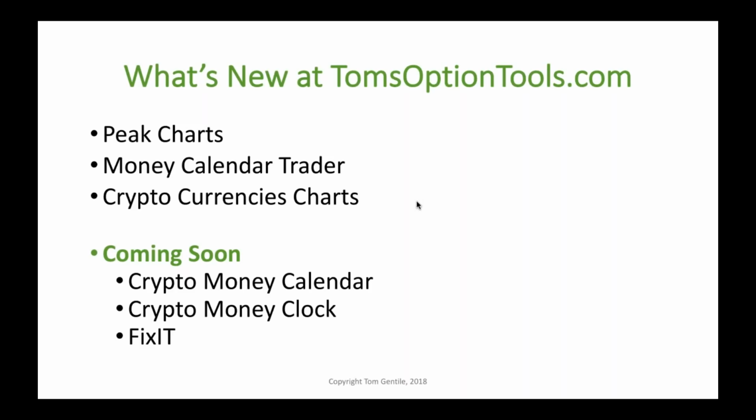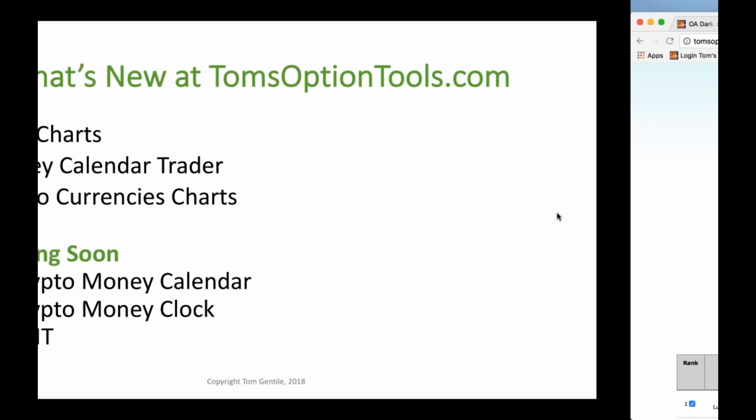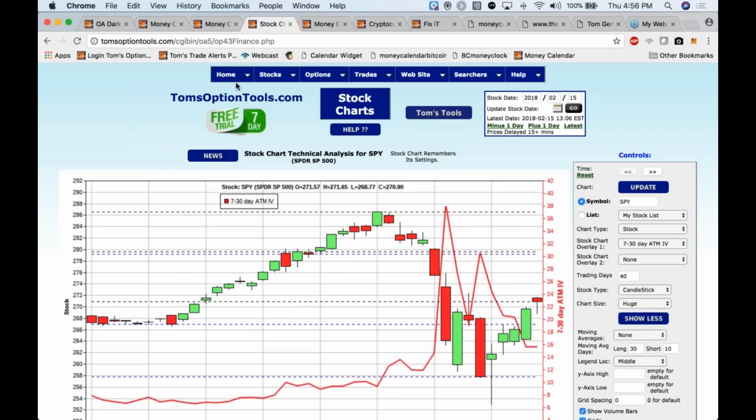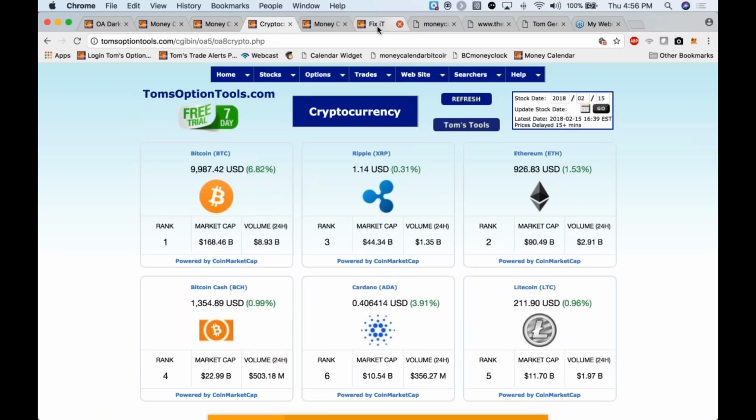But the thing is that I wanted to give all of our tools guys a way to chart these right out of Tom's Tools. So to do that, all you have to do is in the charts, you just simply go to stocks, and then you'll see cryptocurrency down here. And then when you click on cryptocurrency, you're now going to see the big cryptos.